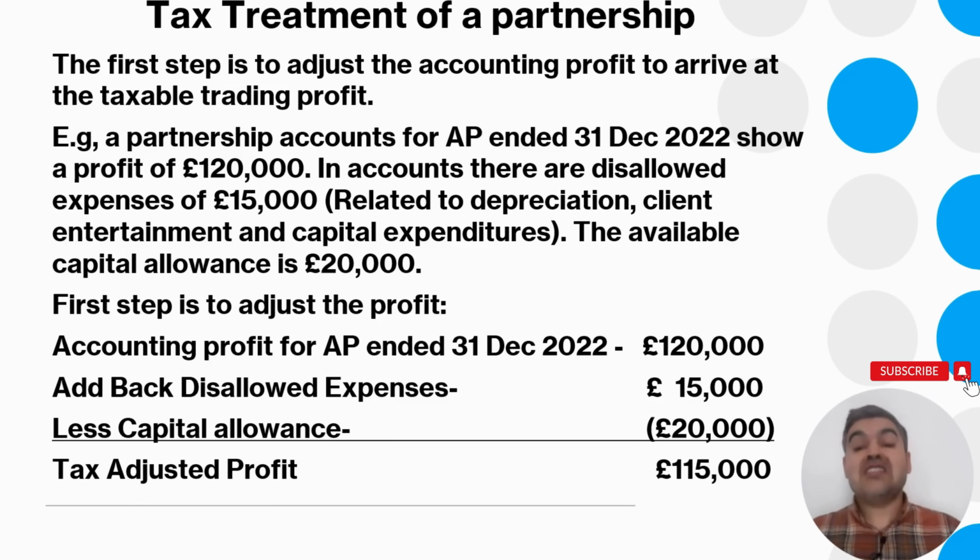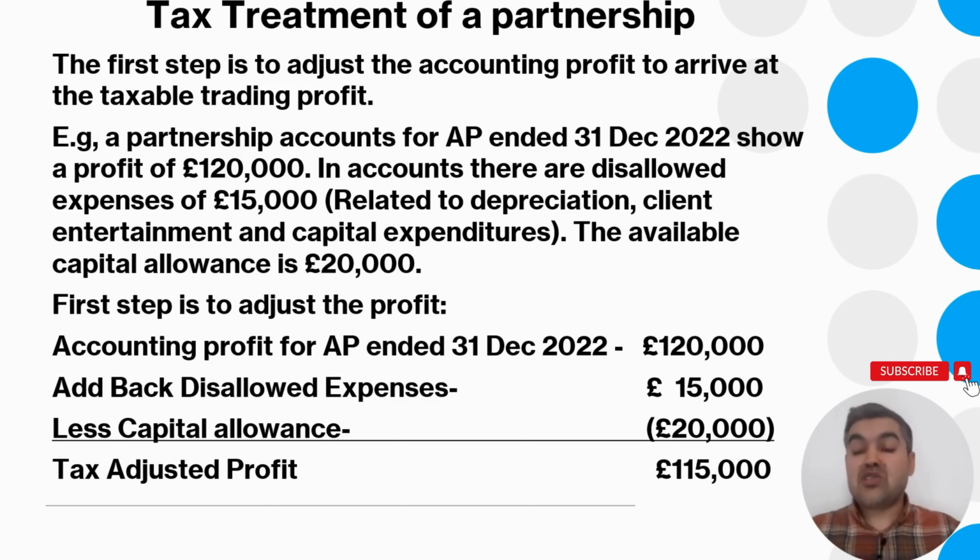So the first thing is you need to adjust that profit. Start with accounting profit for the accounting period, make adjustments, disallow the depreciation, disallow client entertainment, disallow other capital expenditure, and disallow other expenditure that is not for business or is for personal reasons. For example, partners using partnership money for their own entertainment, so disallow those expenses as well, and then claim a relief for the capital allowances. This will give you the tax adjusted profit.